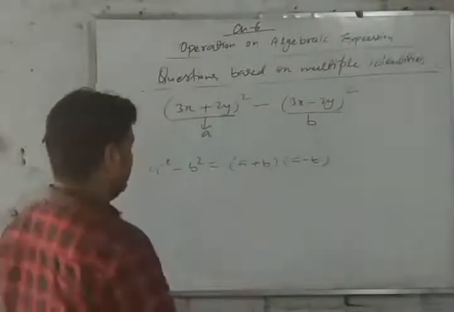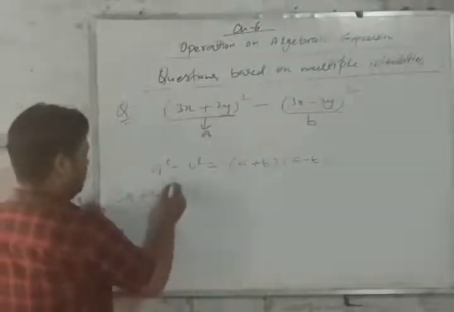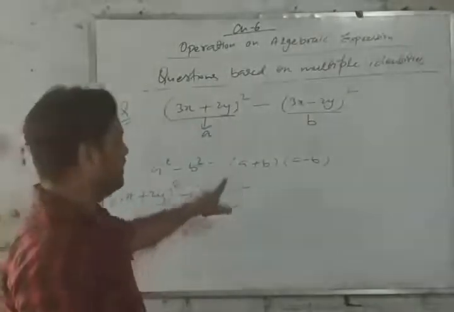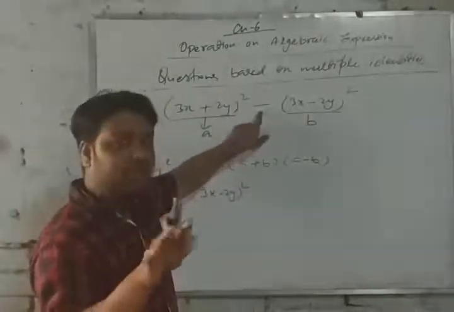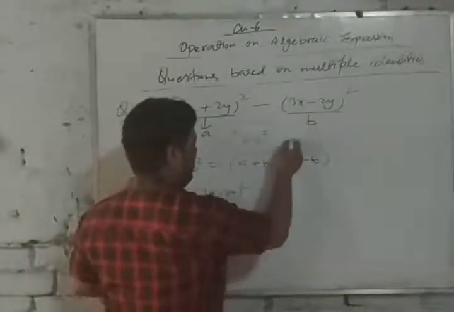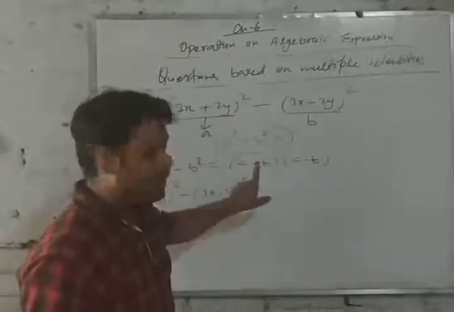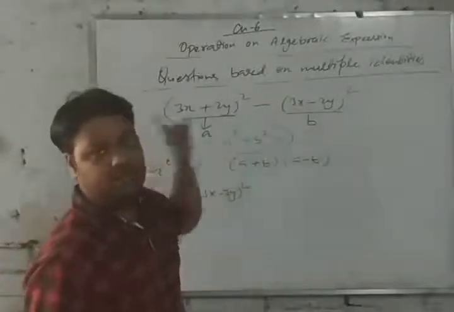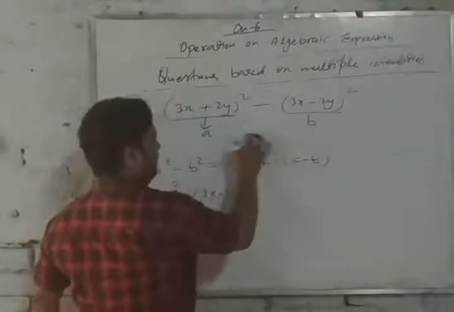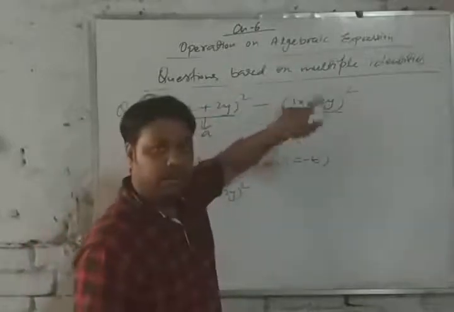Okay, so now put in the question: (3x plus 2y) to the power 2 and (3x minus 2y) to the power 2. But if there is a plus sign, then we will not use that formula, because then it will be a² plus b², and we have not written any formula for a² plus b². So if there is a plus in between, we will not apply the formula. We will apply the formula if there is a minus sign, both terms are different and both have power 2 only.